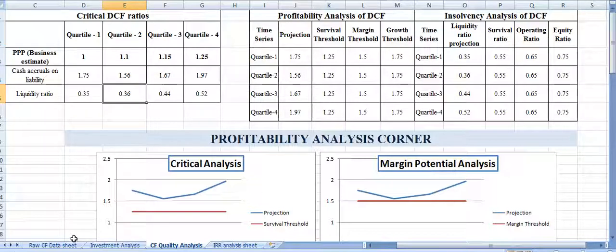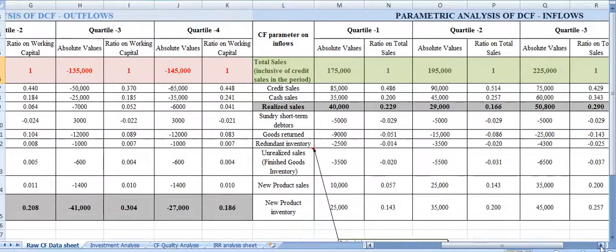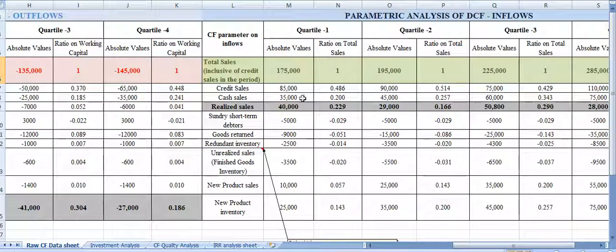let us examine what are the mechanisms for improving the liquidity in the cash flow analysis or in the discounted cash flow analysis. Let's go back to the raw data sheet and look at the outflows, and we look at percentage of credit sales and the cash sales and the realized sales in a given time frame.